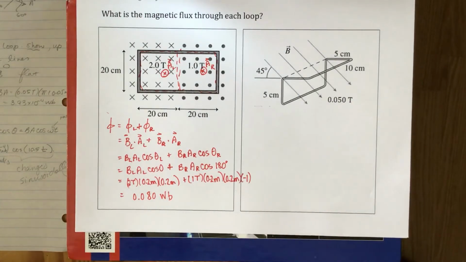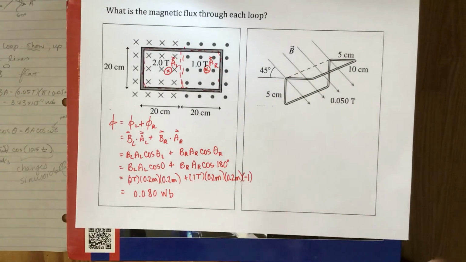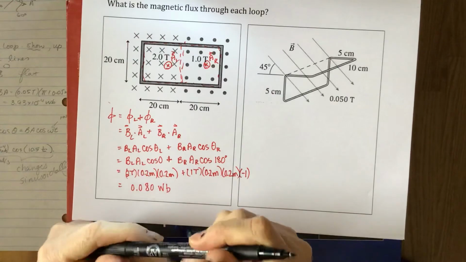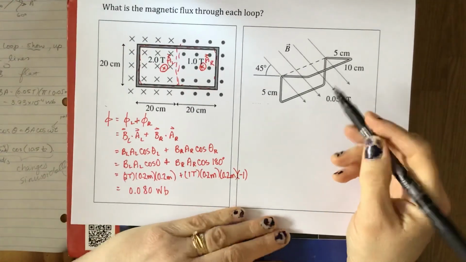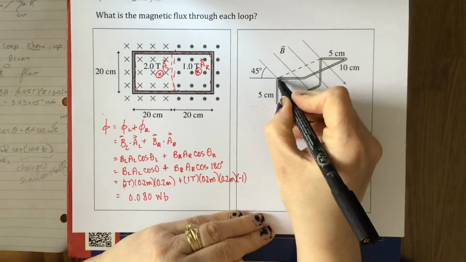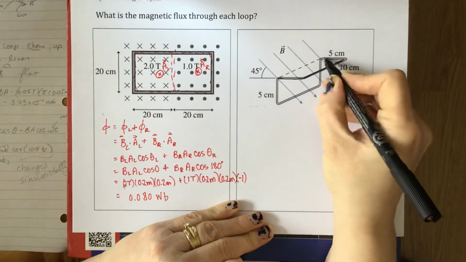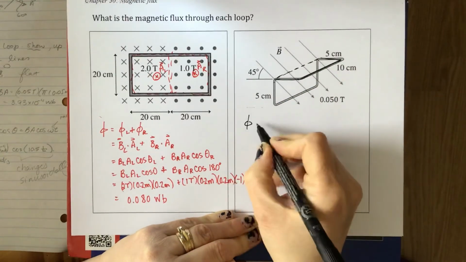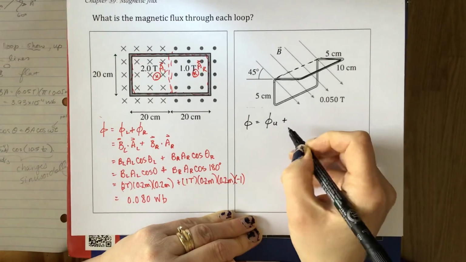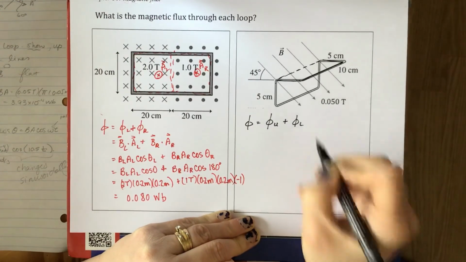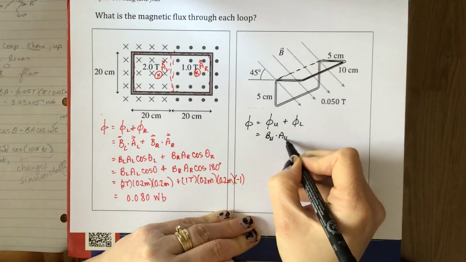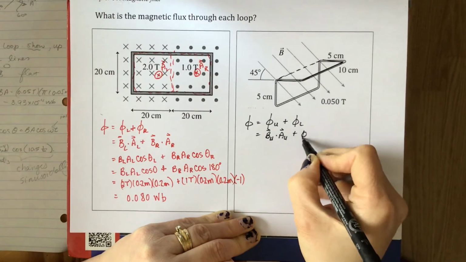Okay, our next problem, we've got this loop, so it was a square loop and then we just bent it in half. Now we're asking, what is the magnetic flux when we send our magnetic field in at an angle of 45 degrees? Again, this loop has two parts. It's got a top part and a bottom part. So we'll call this the top part. And we'll call this one the bottom part. So our net flux is going to be the flux on the upper part plus the flux on the lower part. Our flux on the upper part is going to be B dot A, and our flux on the lower part is going to be B dot A.